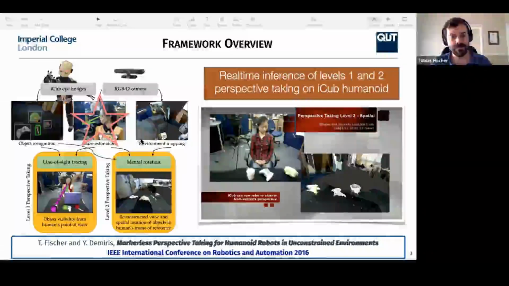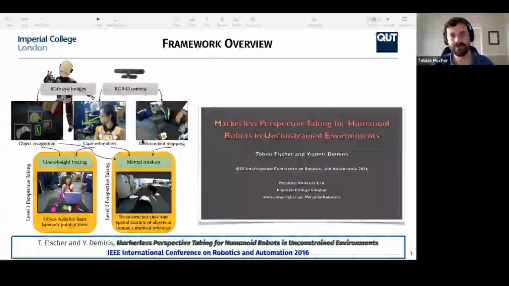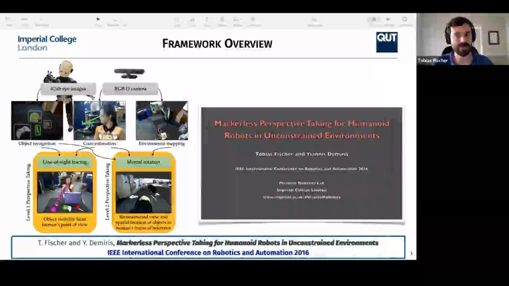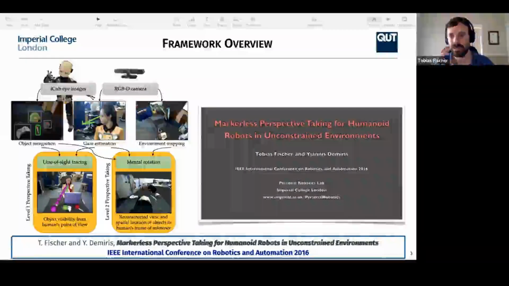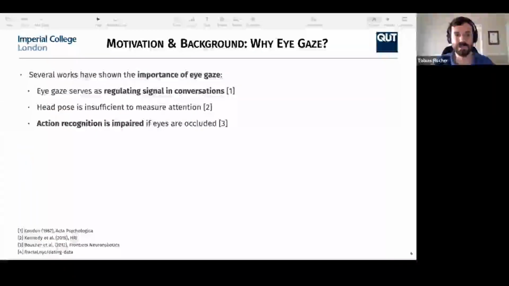And I'd like to talk more about the gaze estimation part. That's going to be the focus of this talk. In this first work, you will have seen that I've just taken the head pose into consideration without using the eye gaze at all. But it's really important to consider the eye gaze as well. And why is it important?